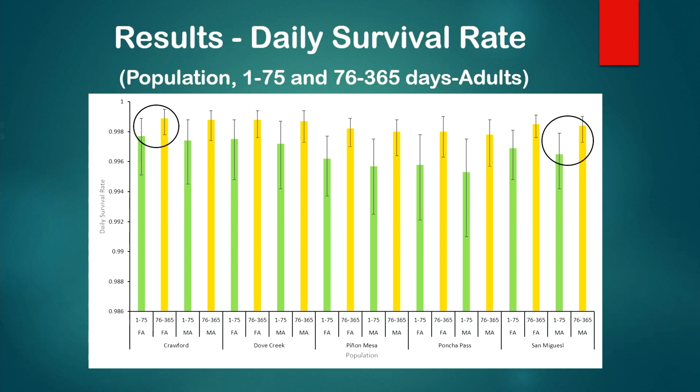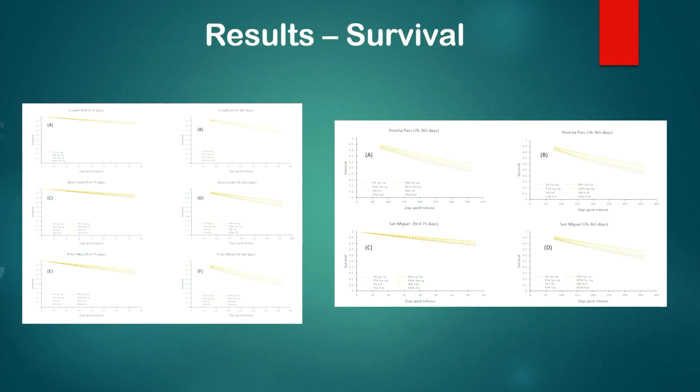And you'll notice in every one of the populations and the comparisons, the green bar, or the 1 to 75, had a lower daily survival rate. And that's obviously going to impact your annual survival rates as well. I won't go through all of these, but just show you that trend of the green versus gold across. So we did have lower survival in the 1 to 75. And then if you exponentiate those out, you'll see all those survival curves are about the same.